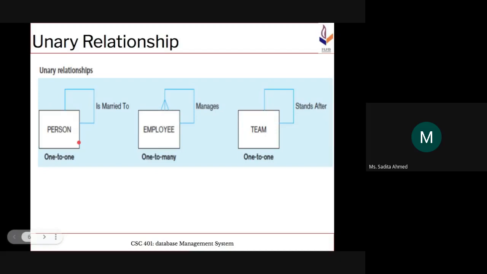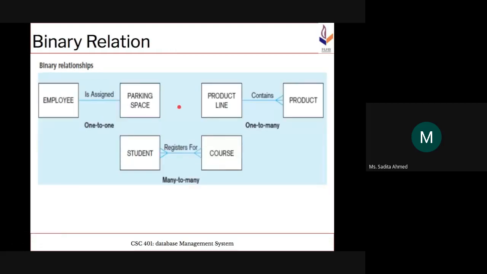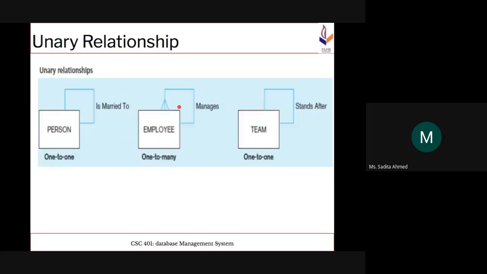Okay, a person is married to one other person. All of them are person instances, but it's a unary relationship and it's a one-to-one relationship. Here, a team stands after one other team. All of them are team instances, but one-to-one, right? And since we are relating the instances of an entity type with the instances of the same entity type, it's a unary relationship, right? Now, binary relationship, yes.